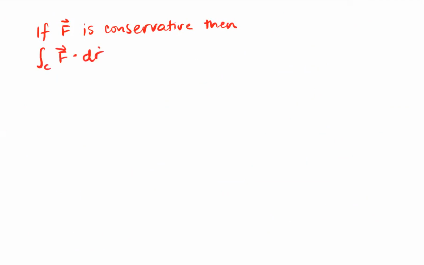And so if F is conservative, then the line integral over C of F dot dr equals F of B. This is actually a very common mistake. Make sure you put B in here. F of point B, (1, 0, 5), minus F of (1, 2, 0).